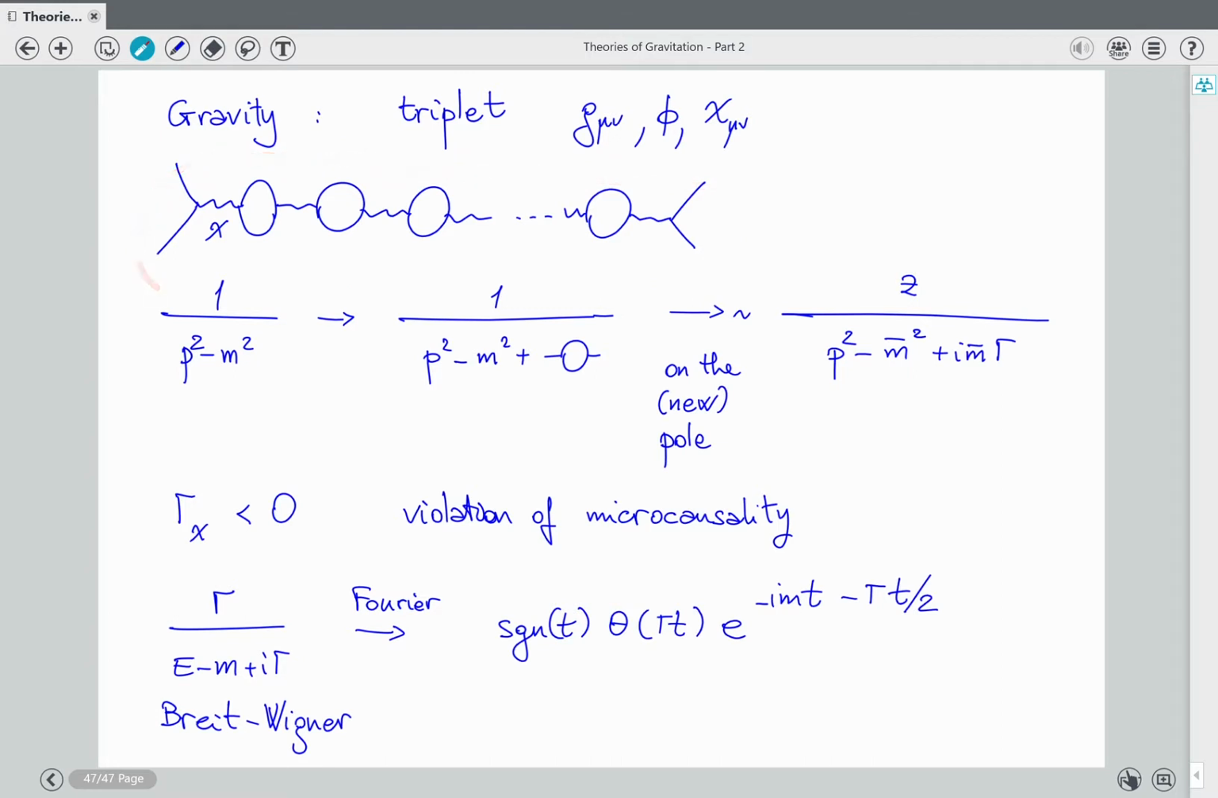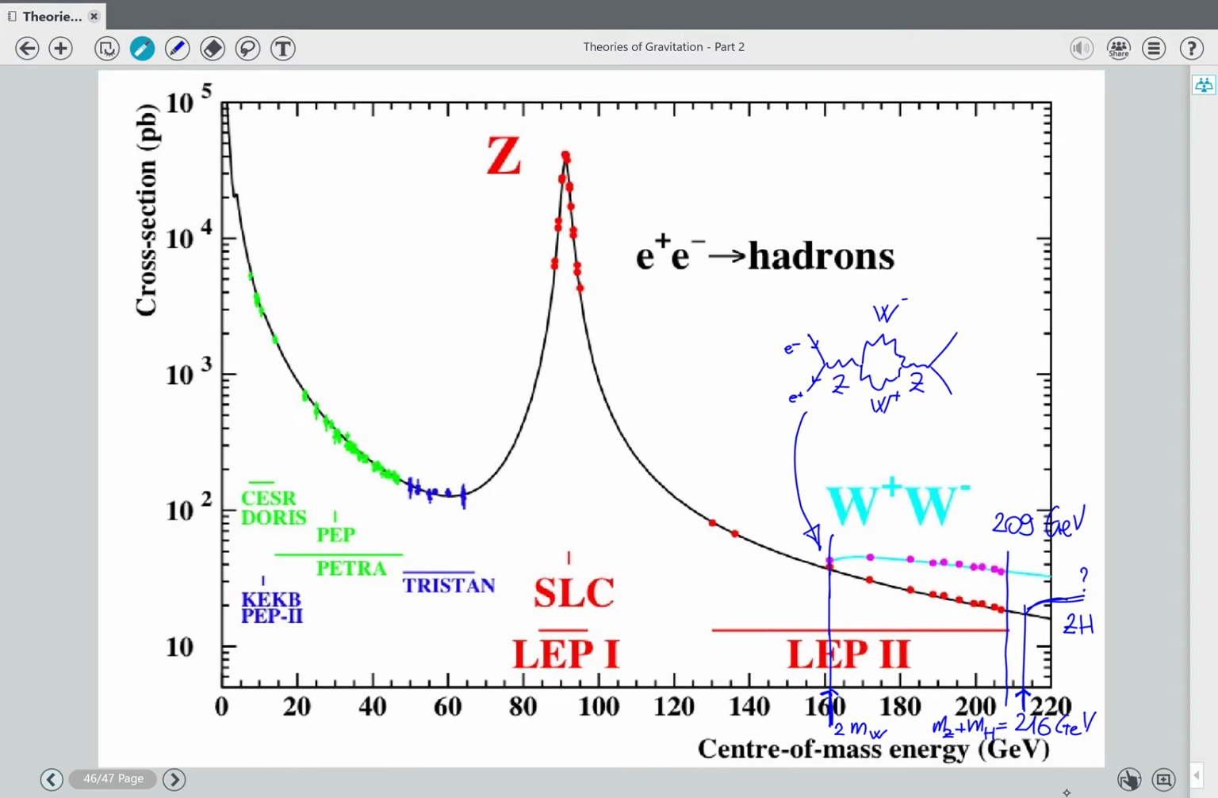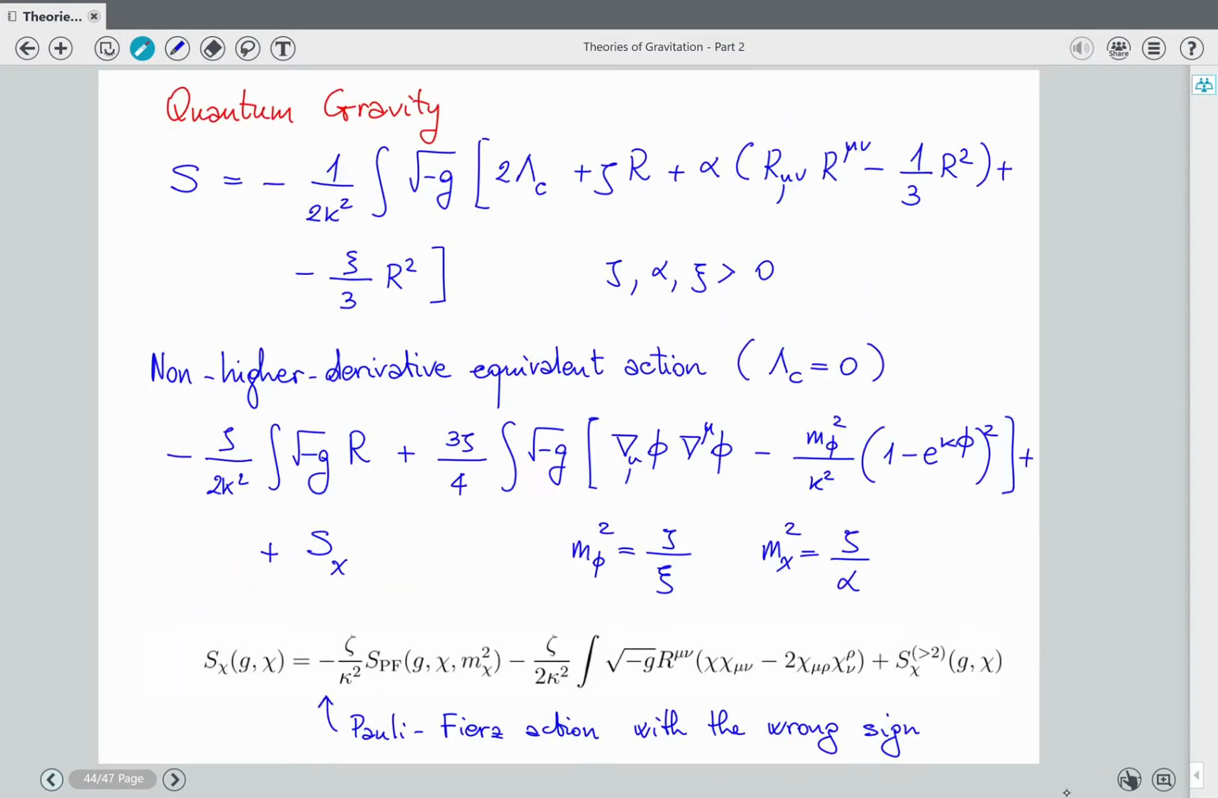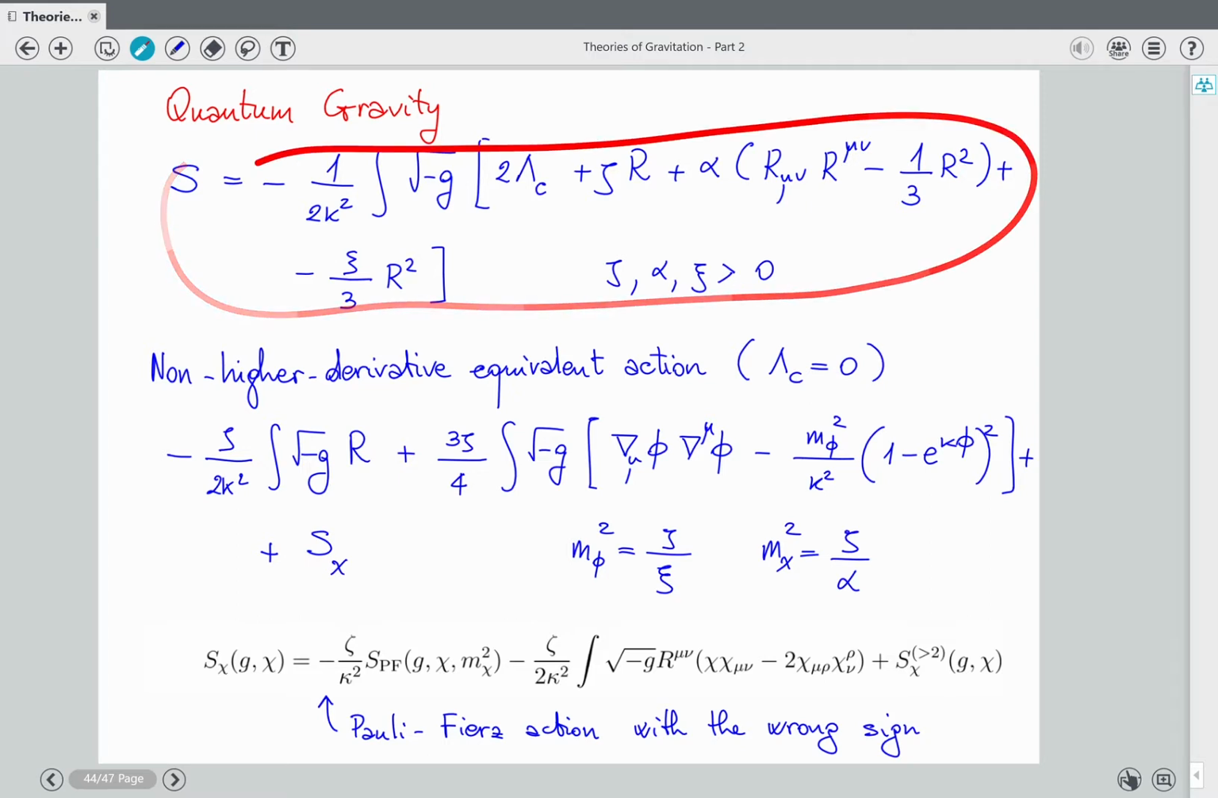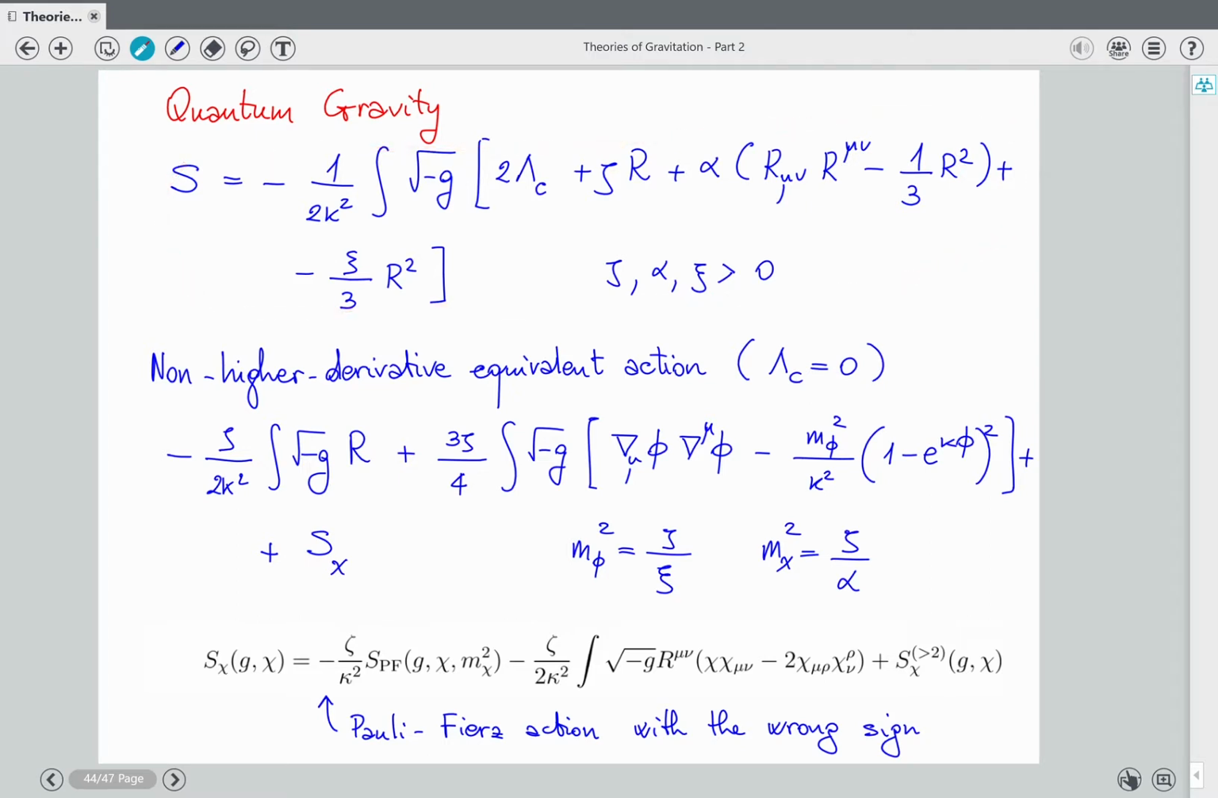So gravity is described by a triplet of fields. One is the metric, g mu nu. Then there is a scalar phi and a spin 2 massive field chi mu nu. And you can express the higher derivative action in an equivalent non-higher derivative way by introducing those fields explicitly.